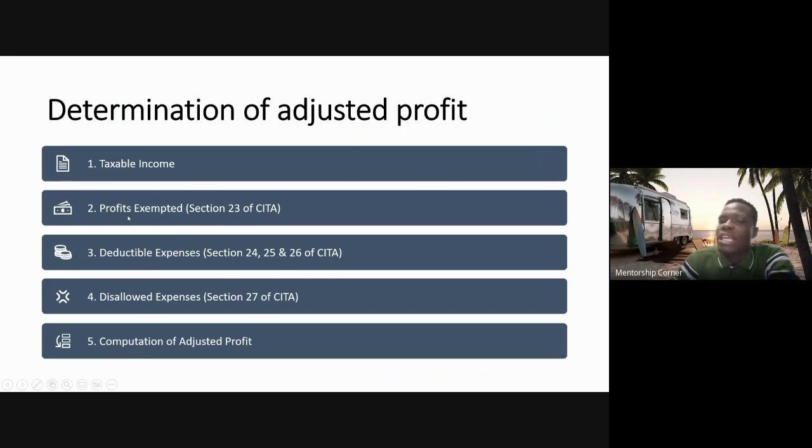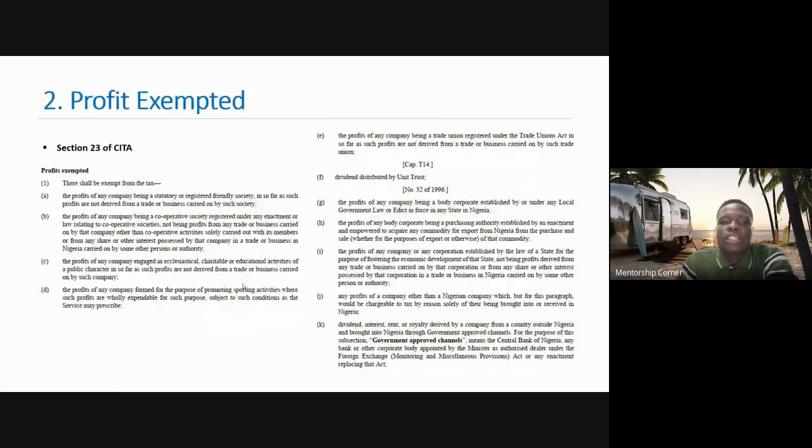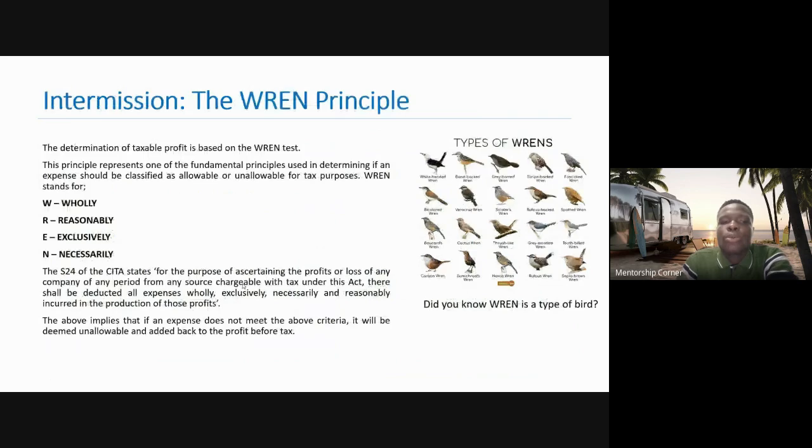We have profit exempted from tax. We have deductible expenses. We have disallowed expenses. Then we have computation of adjusted profit. I've put all the relevant tax laws here. So let's move on. Thank you very much, Tijani, for that answer. So everybody's answer is actually on point.